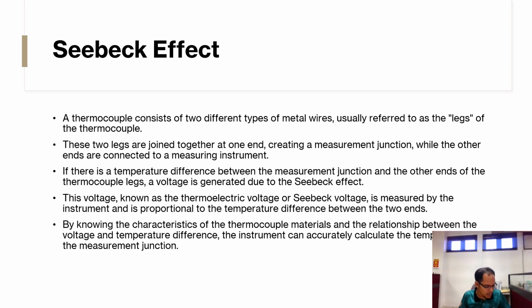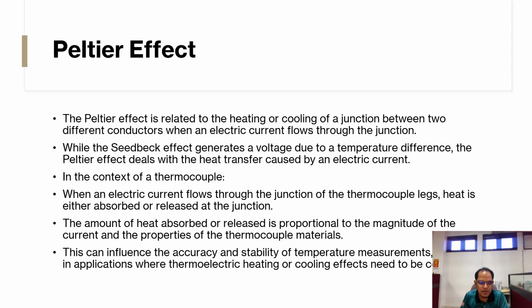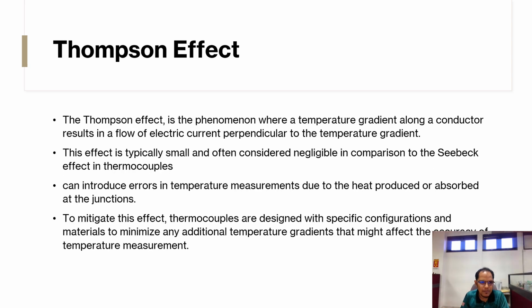Seebeck effect ni ialah keadaan di mana thermocouple consists of two different types of metal wire referred to as the legs of the thermocouple. These two legs are joined together at one end, kita panggil measurement junction. Seebeck effect lah. Ni dia boleh baca lah, ni tak adalah apa sangat pun.